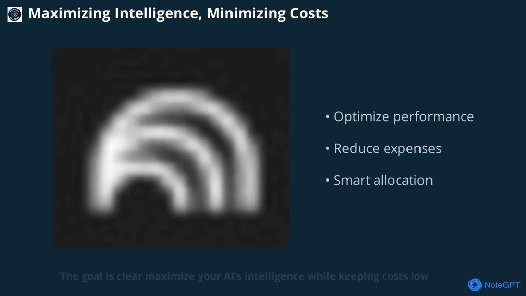The goal is clear: maximize your AI's intelligence while keeping costs low. By using expensive models only for strategic thinking and cheaper models for routine execution, you can optimize both performance and budget. This approach ensures you get the best of both worlds, cutting-edge intelligence without breaking the bank.